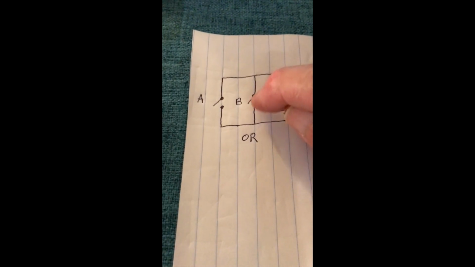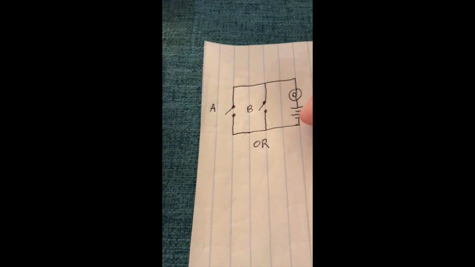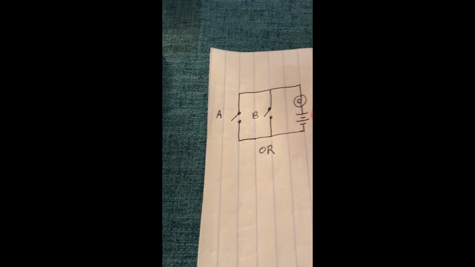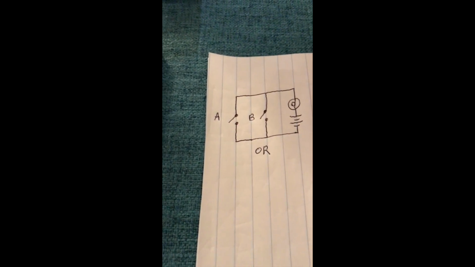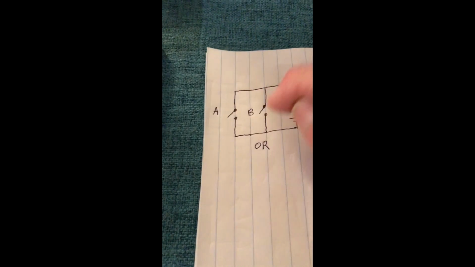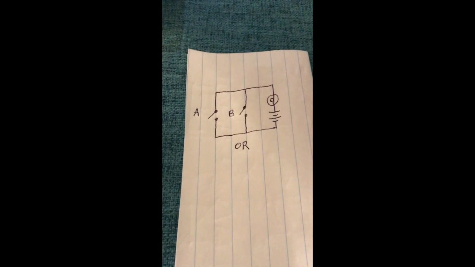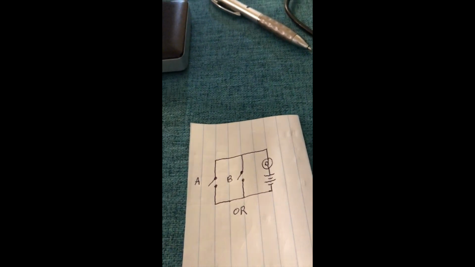If I close B, I have a complete path for electricity to flow from the battery through the light bulb and back again. Same thing if I close A by itself. And if I close A and B, of course, we have two paths for the electricity to follow, and so the light will light up. And so we're going to take a look at that setup over here.